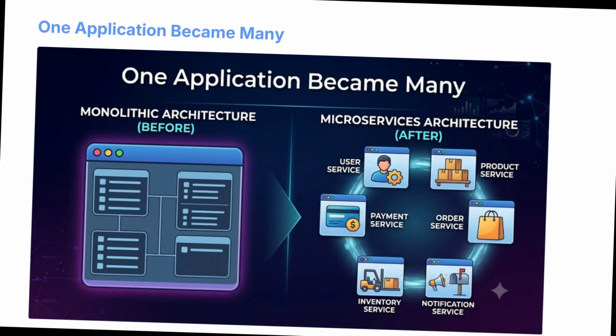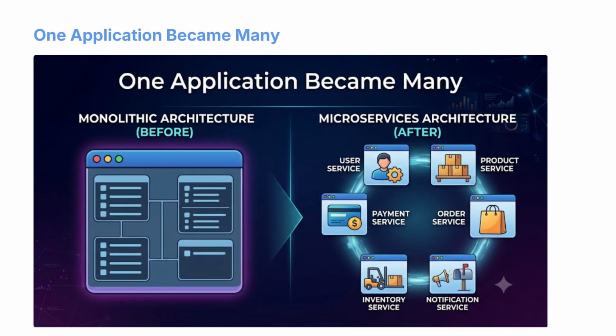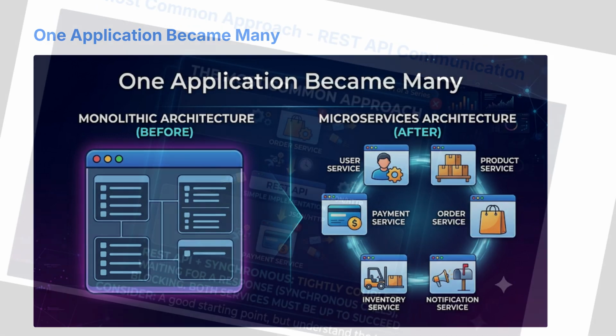In a monolithic application, modules communicate through simple function calls because everything runs inside the same application. But in a microservices architecture, every service runs independently. That means services must communicate over the network. This introduces latency, failures, retries, and security considerations that architects must carefully design for.